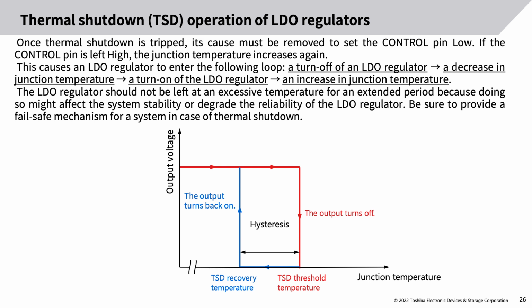Once thermal shutdown is tripped, its cause must be removed to set the control pin low. If the control pin is left high, the junction temperature increases again. This causes an LDO regulator to enter the following loop: a turn-off of an LDO regulator, a decrease in junction temperature, a turn-on of the LDO regulator, an increase in junction temperature. The LDO regulator should not be left at an excessive temperature for an extended period because doing so might affect the system stability or degrade the reliability of the LDO regulator. Be sure to provide a fail-safe mechanism for a system in case of thermal shutdown.